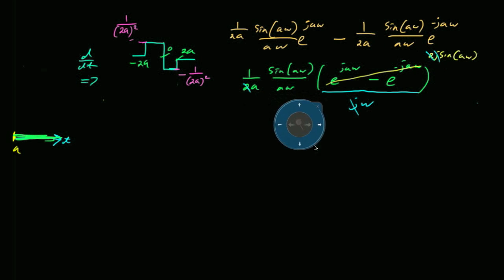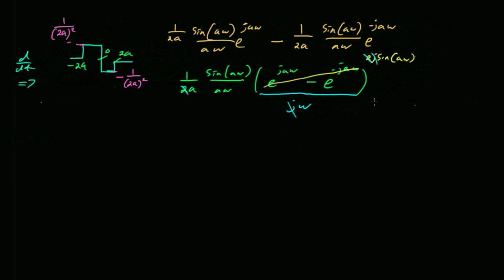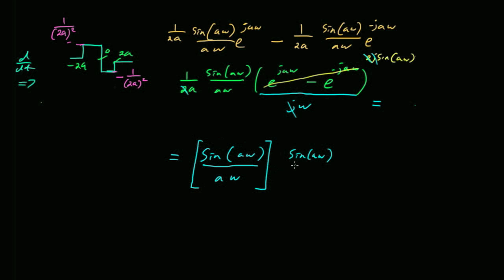Okay. So look what's left. Look what's left. Sine a omega over a omega times sine a omega over a omega. Can you express that as a hyperbolic sine? It's possible it could be done. I don't know how.